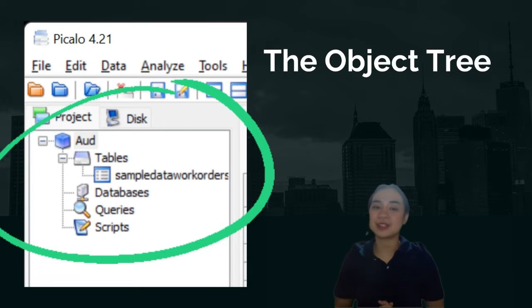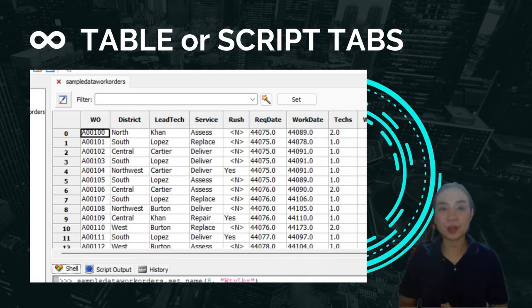This is done because many routines create hundreds or even thousands of sub-tables. Saving each of these to disk is not practical or desirable, so be sure to save the tables you wish to use again. Next we have the table or script tabs.